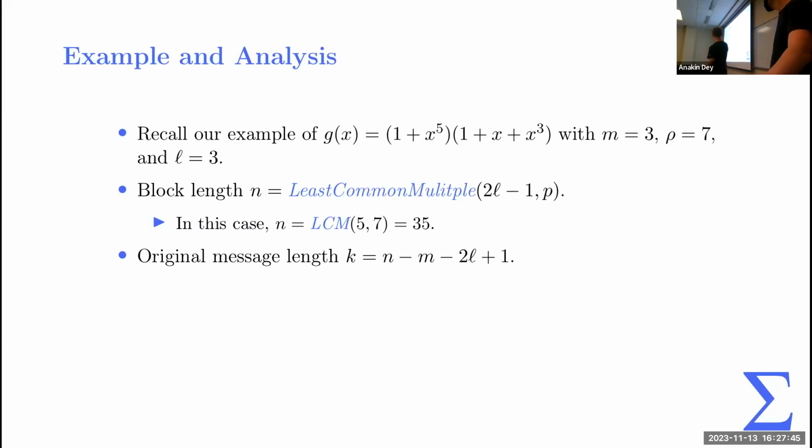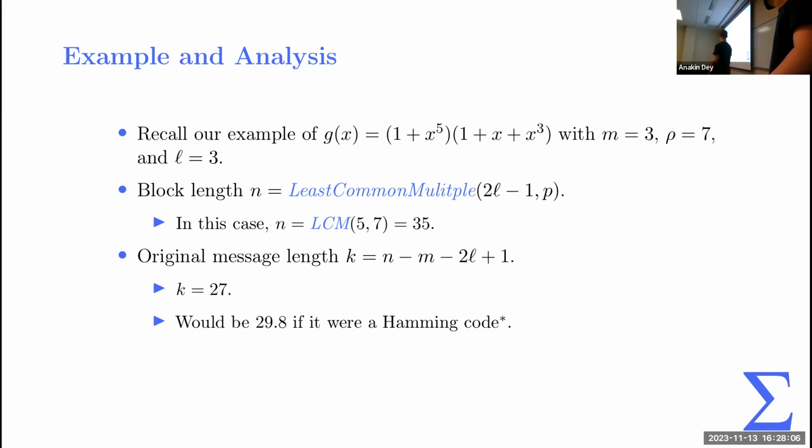You can see this is the block length minus m, which is 3, and then minus 2L plus 1, which is 5. So you're subtracting each of these. Again, it's not super hard to see that, but I didn't want to get really into the details of that. So then that gives us the message length for this example. So we have the 27 and the 35.